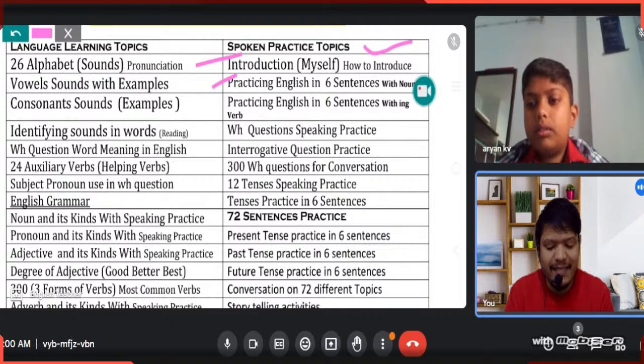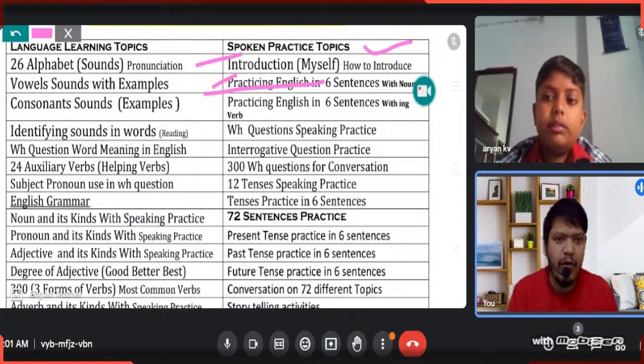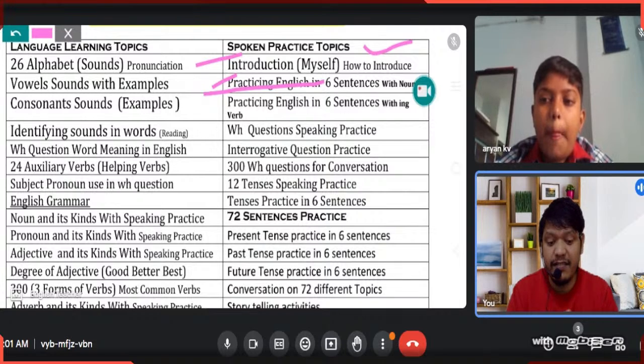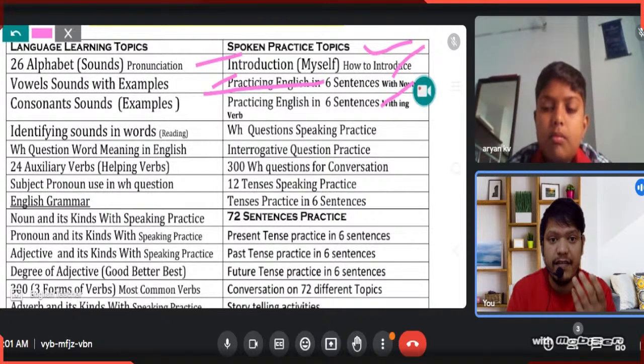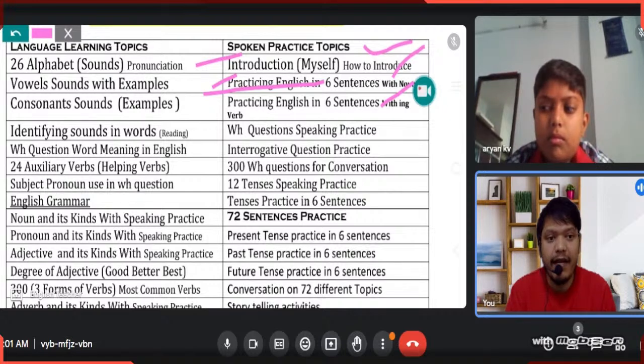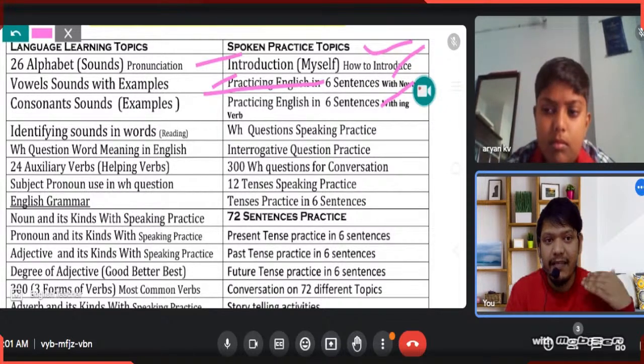Then practicing English in six sentences, which is very important that we follow, practicing English in six sentences with the noun, with ing, with the wh, various things are there, allowing people to speak English first of all in sentences so that they pick up some confidence in speaking English at least in sentences.